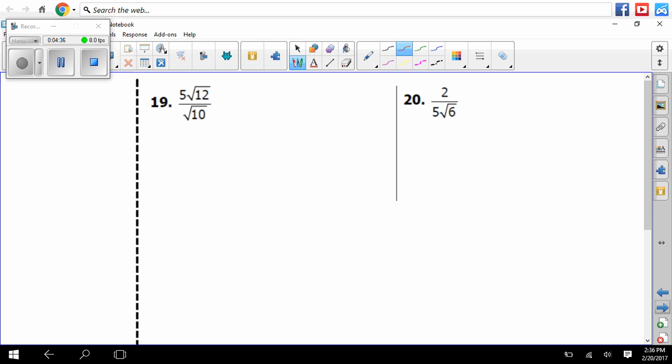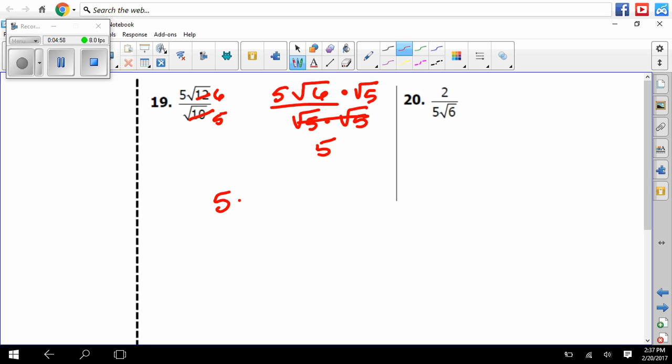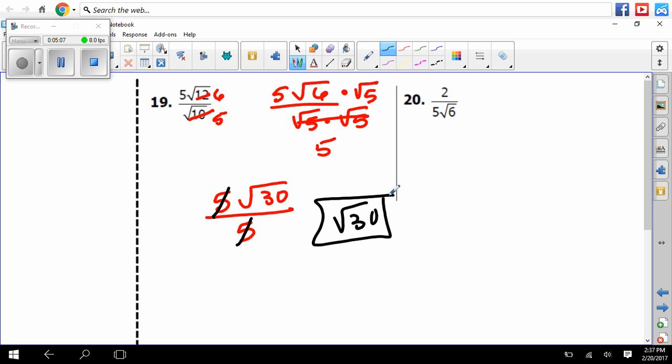Next ones, we're almost done with these. I've got a 12 and a 10 both on the inside. They can reduce. This divided by 2 is 6, and this divided by 2 is 5. So I've got 5 radical 6 over radical 5. Rationalize the denominator by multiplying by radical 5 on top and on bottom. So now I have 5 radical 30 over 5. And the 5 will reduce, so I just get radical 30.